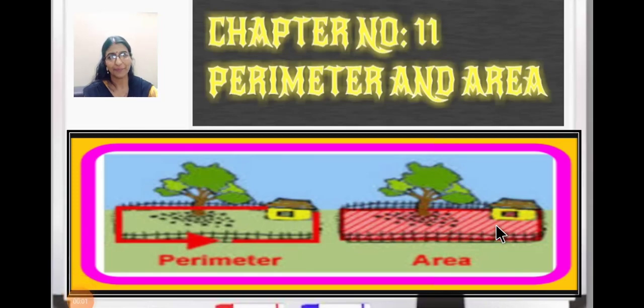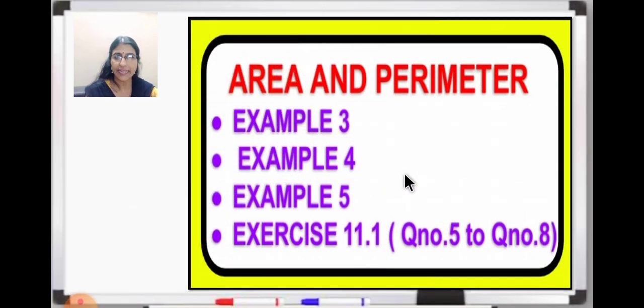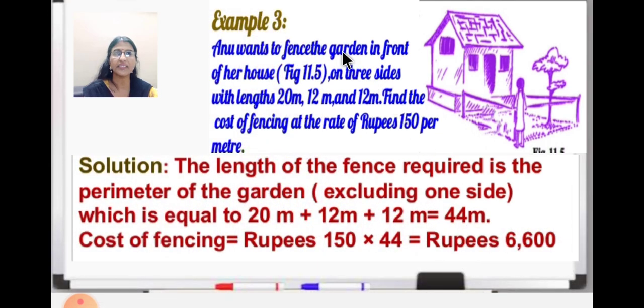Students, Saira. Let us continue with the same chapter, chapter number 11, perimeter and area. And today we will understand example 3, example 4, example 5 and exercise 11.1 from question number 5 to question number 8. Examples no need to write, you will just understand, and exercise questions you have to write down in your notebook. So let us start with example number 3.